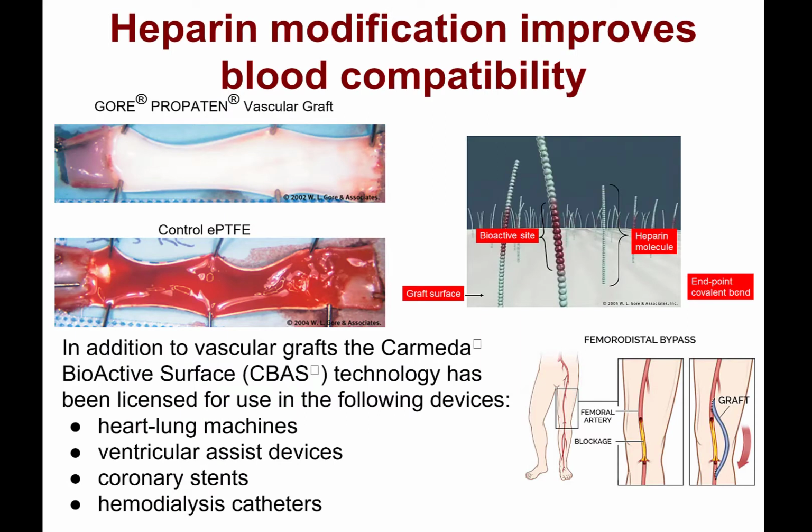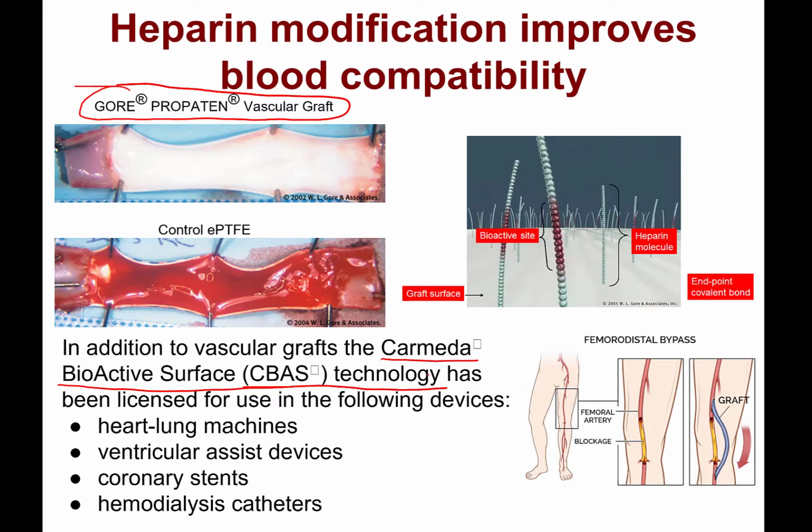So that's chelation. That's one strategy. Another strategy, which we've already learned about, is heparinization. We previously talked about heparin modification to improve biocompatibility when we learned about biological surface modifications. Our example was this Gore Propaten vascular graft, which has been modified with this Carmeda bioactive surface technology. We didn't talk a whole lot about what this is other than to say that it's heparin functionalization.